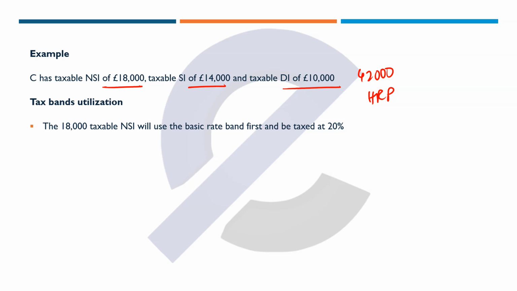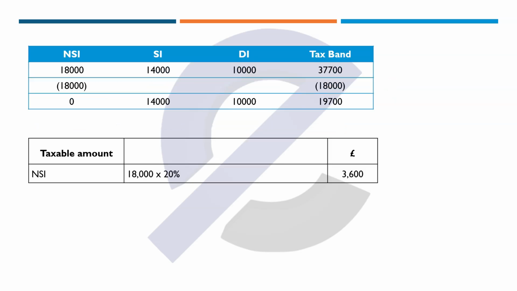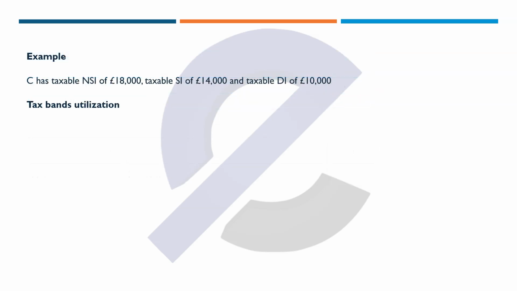nil rate band on dividend income is unaffected by the tax status of C, which means that C will be entitled to £500 nil rate band on the dividend income. We'll now start with the tax calculation with non-saving income. So the £18,000 will fall in the basic rate band and will be taxed at 20%. This will give rise to a tax charge of £3,600 and leave behind basic rate band of £19,700.